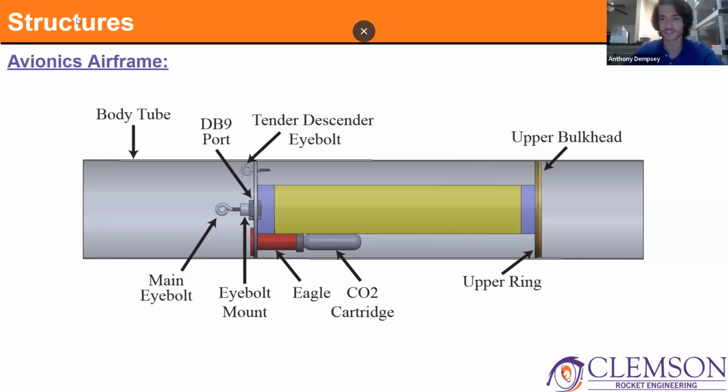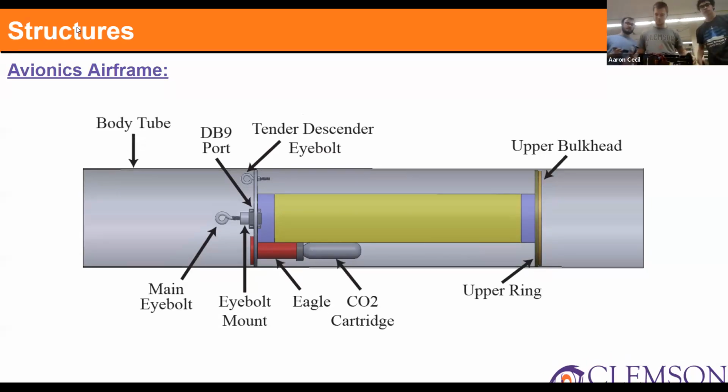Okay, so Aaron, do you want to talk about assembly of the avionics bay? Yeah. So here's the bay, you see in the picture. This bottom, we have the eye bolt mount right here. It's threaded into the bottom mount. This mount is made of ASA plastic. This bottom is where you see in the CAD the eye bolt will screw into.